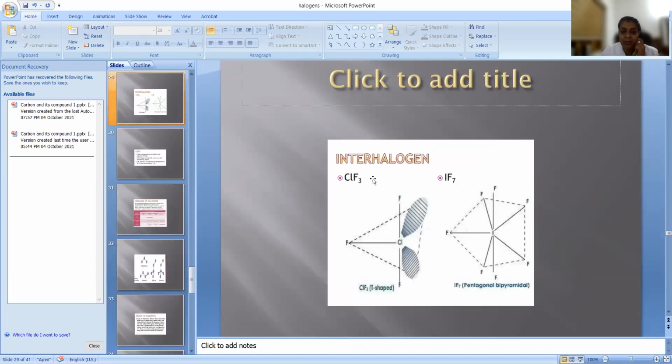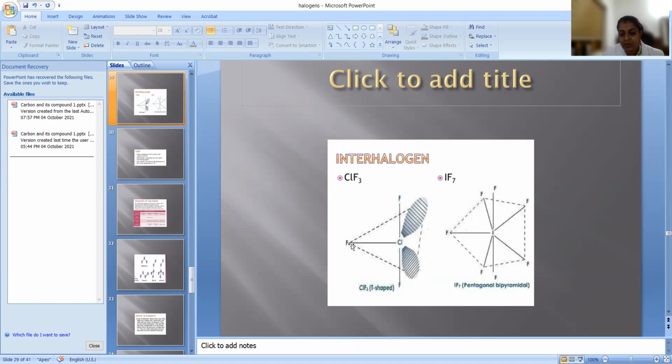Now, interhalogen compounds have lone pairs. ClF3 has a T-shape and the chlorine atom has two lone pairs. The structure is actually trigonal bipyramidal, but because of the lone pairs, they extend to occupy positions at maximum distance. The equatorial position has minimum repulsion, so the lone pairs occupy those positions.